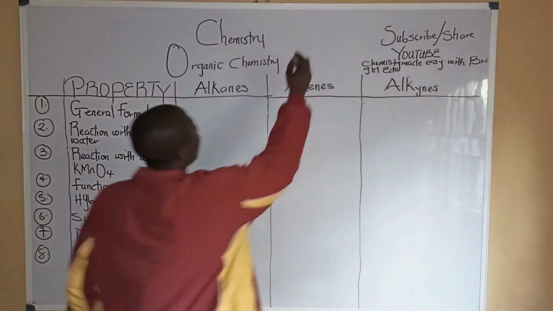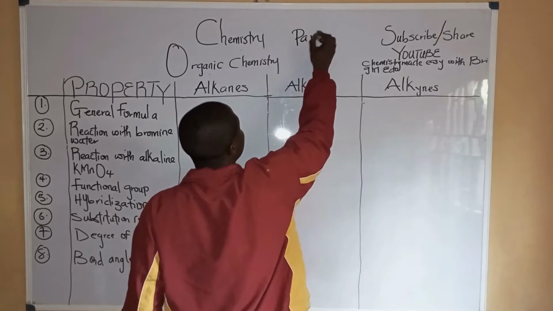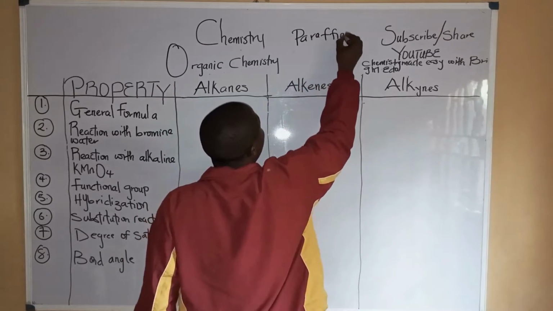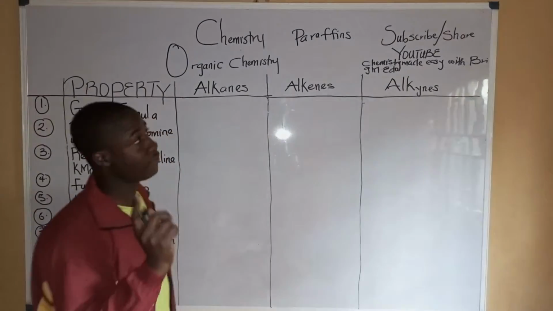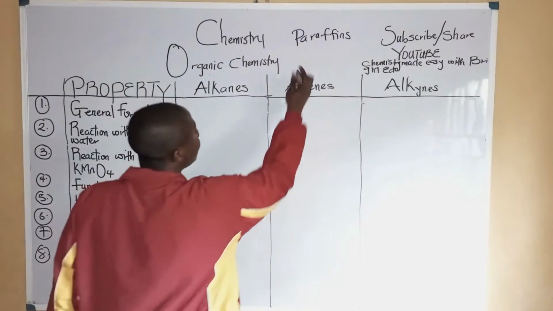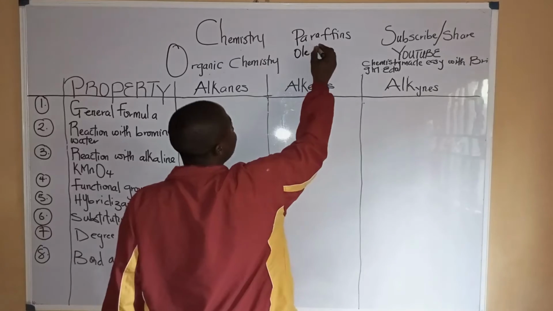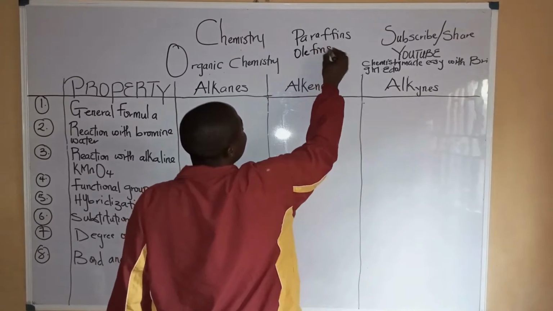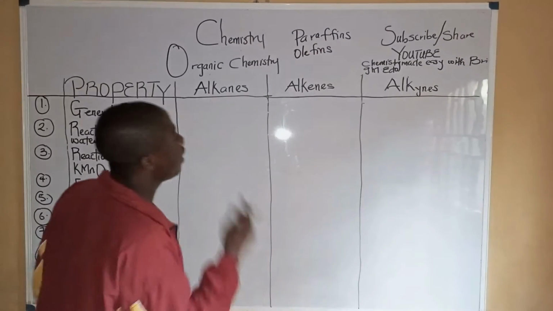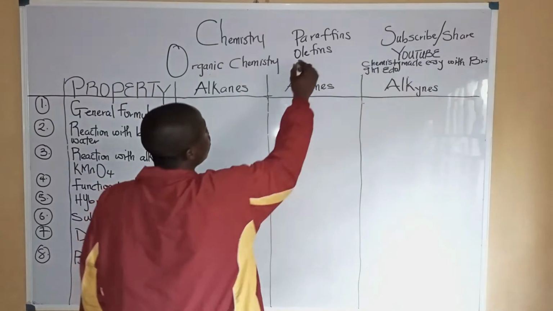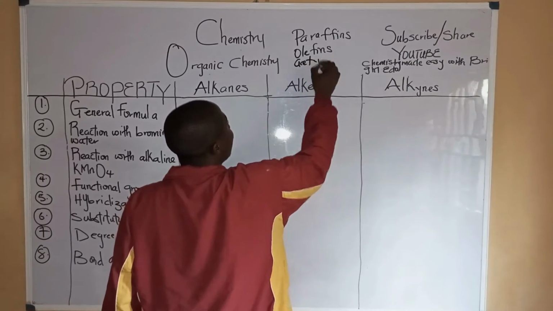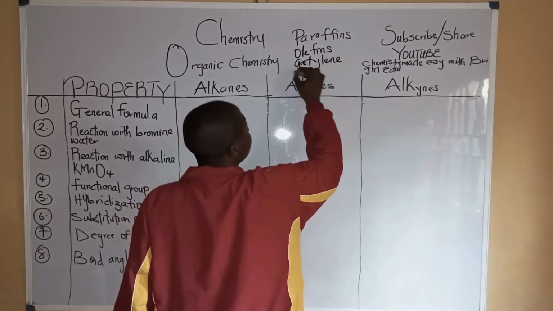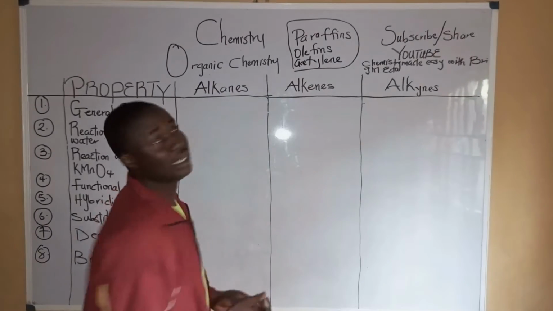alkanes are also called paraffins, alkenes are also called olefins, while alkynes are also called acetylene.